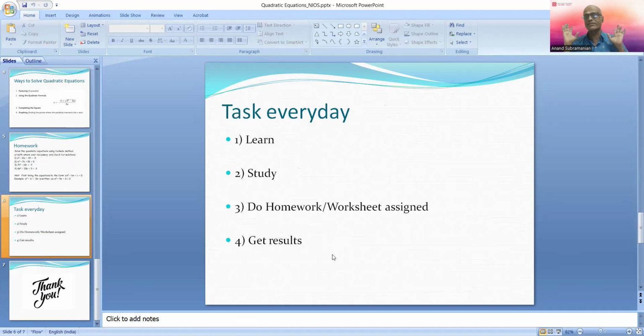Get good results. I want everybody to score more than 95% in math. I will make you get it. Don't worry about it. So do the worksheet assigned. Otherwise, we will have to do it again, which will be a waste of time. I cannot go to the factor method. Again, I will have to do the formula method again.